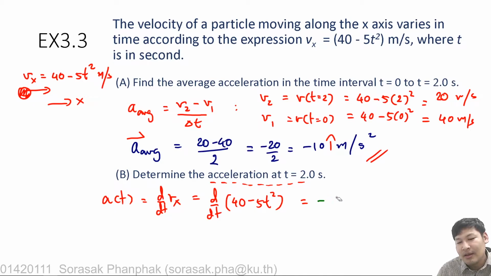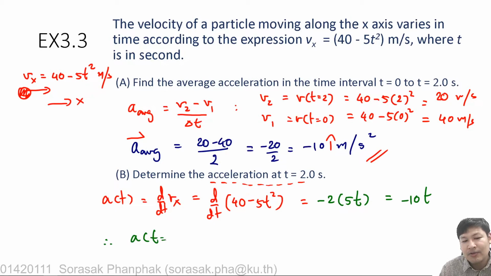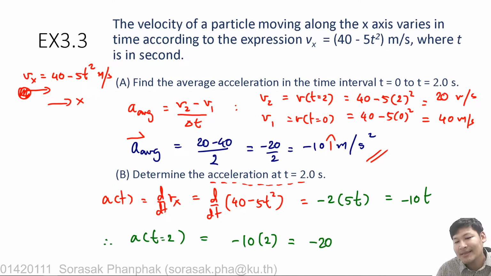Because it comes from the 2 and 5t here, right? So it's minus 10t. So how about a at t equal to 2? So it's minus 10 times 2. So this is minus 20 meters per second squared. If you would like to determine it as a vector, put it in the i direction.